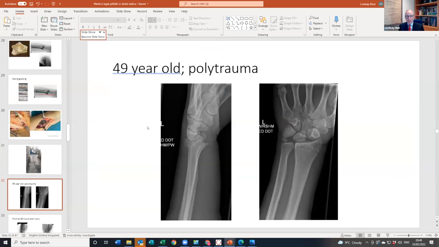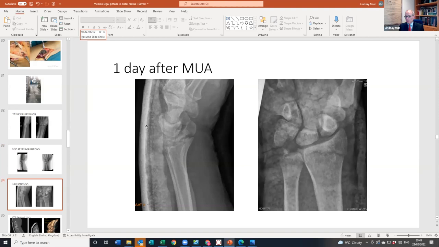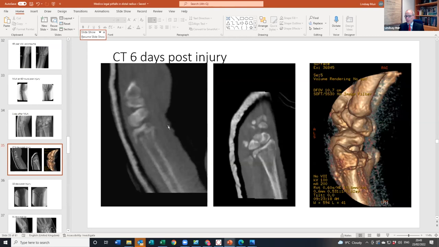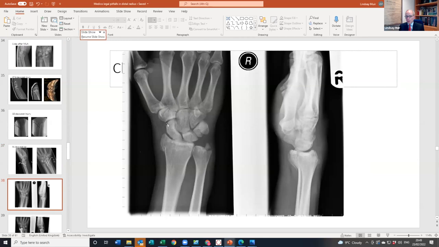49-year-old man with polytrauma, that's the original film, reduces quite well, then slips the day afterwards, as Sumedh said. A CT scan of appalling quality, but still slip back a little bit. So K-wires can be perfectly satisfactory treatment. Not everybody needs a plate, and you can reduce the fracture reasonably well that way. Sometimes, indeed, you're better off with K-wires.